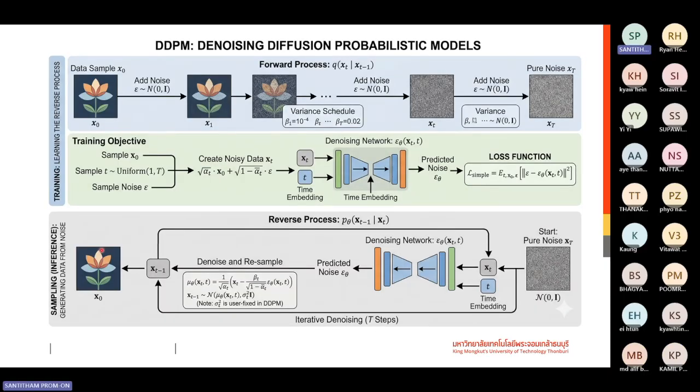Okay, this is the recap of the last time DDPM. In order to train the model, you have data sample, add noise, then you have noisy data in multiple steps. And in each of these steps, you would have the time embedding and the XT that you add to sample.